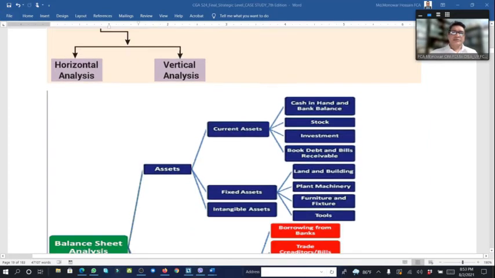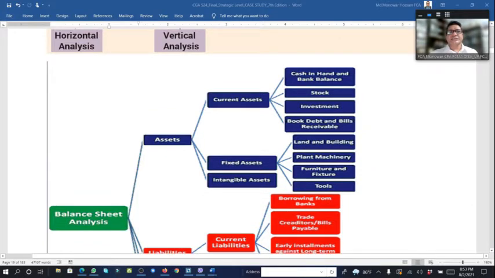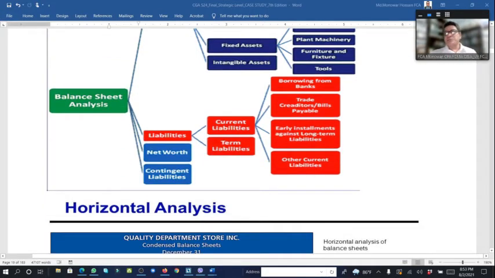So here, if we see the balance sheet analysis, the assets are current assets, fixed assets, and intangible assets. Current assets are cash in hand, stock, investment, etc. And fixed assets are land, building, plant, furniture, etc. And liabilities are the same way. There are current liabilities and fixed, long-term liabilities.